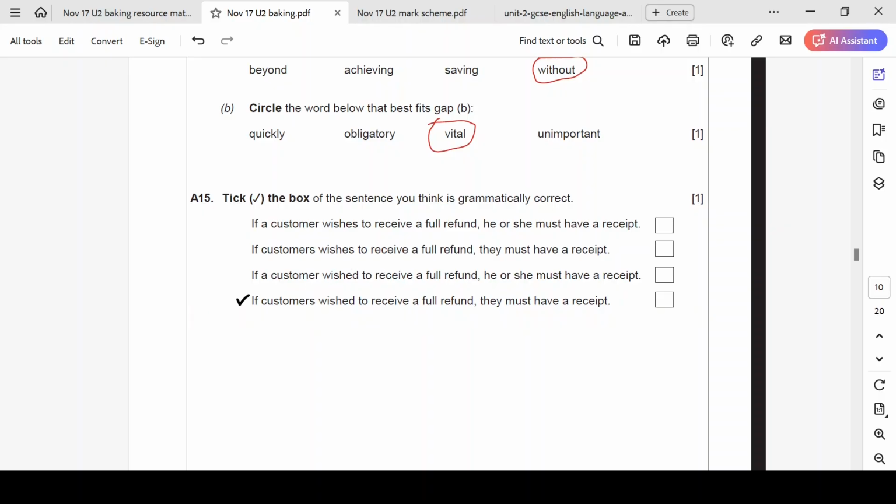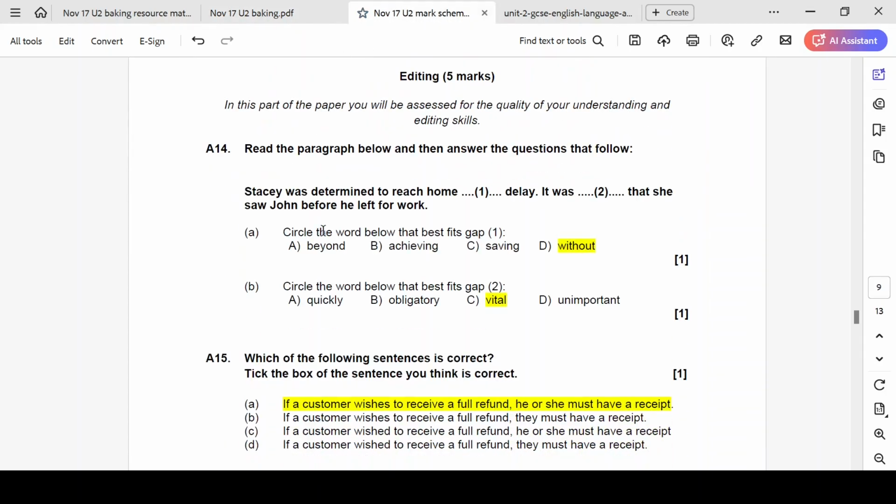And the last one, if customers wished to receive a full refund, they must have a receipt. So the only difference between this one and this one is a customer, or if customers. But again, that feels like it's in the wrong tense. So of the four, this one is the one that doesn't give me any doubts at all. So I'm going to tick that one and check with the mark scheme. And lo and behold, it's that. I've actually noticed that the mark scheme has misquoted the choices. These are not what B, C, and D say. So come on, exam board, sort your life out, get your act together.